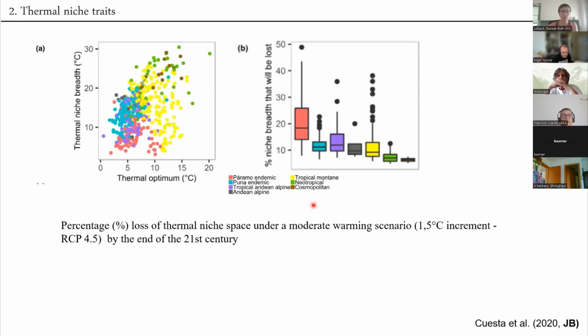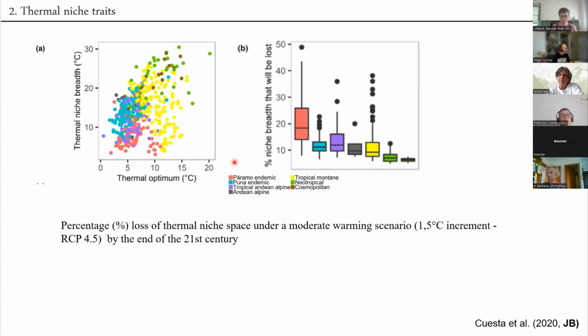So we used the thermal niches of all the species from the GLORIA Andes network that are being monitored. Those that have a lower thermal optimum and a narrow thermal niche breadth, which are these red, green, and purple dots here, we projected the effect of a 1 degree Celsius increment by the end of the century. And those tend to be those that lost most of the thermal niche space, especially the rear edge. So again, the vertical thermal distribution matters a lot, apparently.